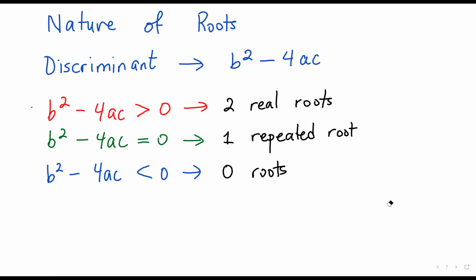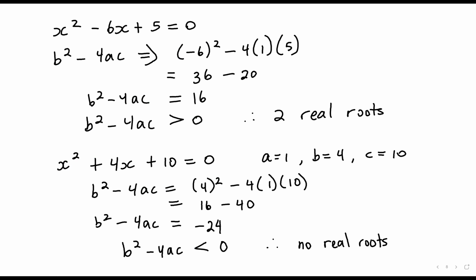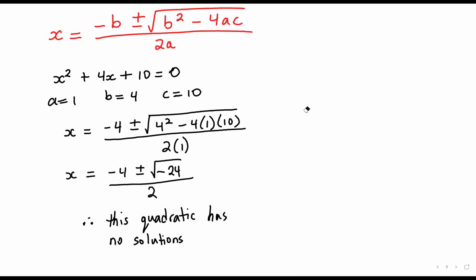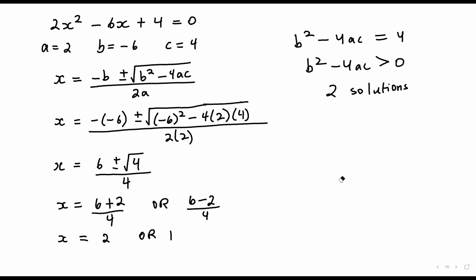We reviewed the discriminant. What does it mean in terms of the types of roots or the number of solutions a quadratic will have? If the discriminant is greater than 0, that is, if it is positive, you have two real roots, which means that the quadratic will have two solutions. If it's equal to 0, you have one root, or one repeated root. And if it's less than 0, you have 0 roots. We looked at that as well with some examples. And then we looked at using the quadratic formula to solve a quadratic. We looked at one where it had no solutions, and we also looked at one where there were two solutions.